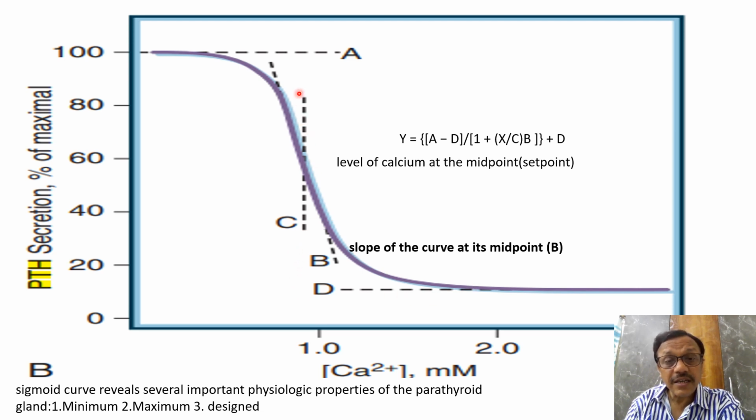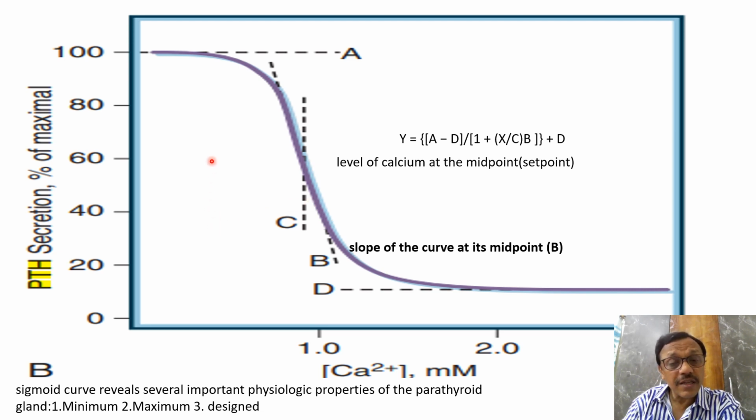Now C represents the amount of calcium at the midpoint, which is also known as the set point. And the slope of the curve at the midpoint is denoted by B. Now the curve can be represented by this equation. Okay, so from the curve itself we can see that as the amount of calcium decreases, the amount of parathyroid hormone is going to increase.